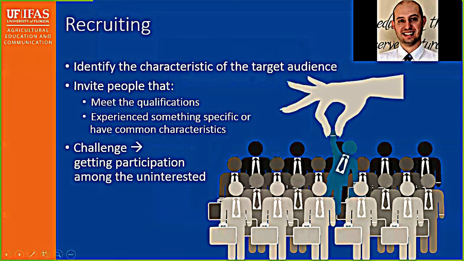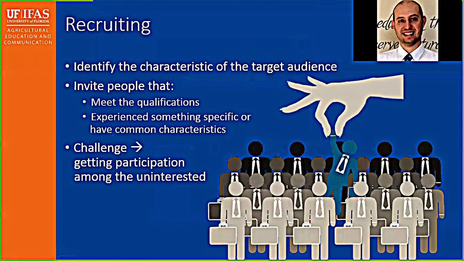So another important part of focus groups is recruiting. And as we've mentioned, it's really in tune with the target audience of your program. When you have your plan and you know the questions that you're going to ask, the next challenge is finding the right people and to get them to attend the focus groups. The first step is to identify as precisely as possible the characteristics of the target audience.